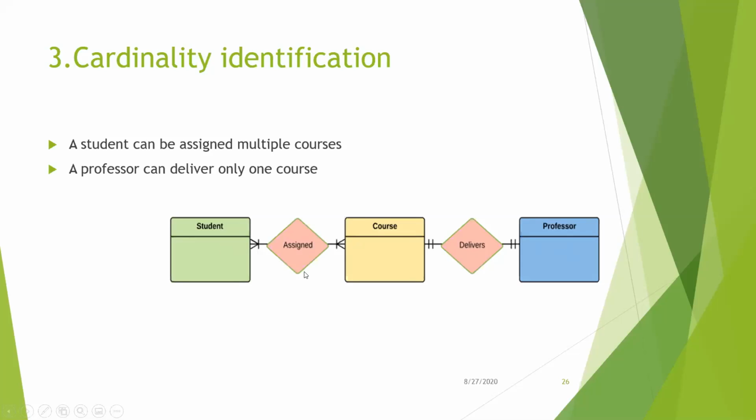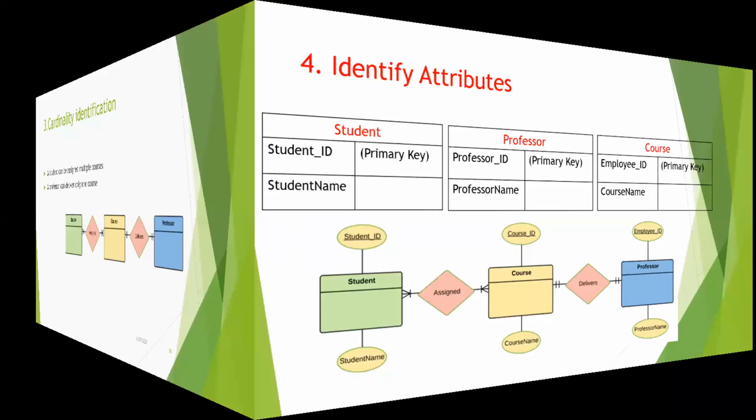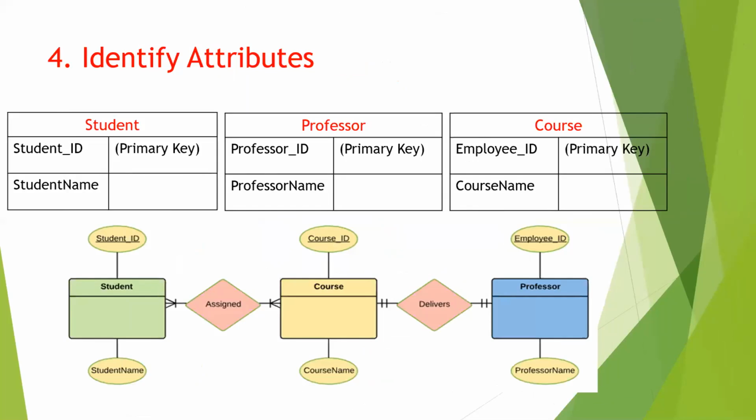This relationship we can call an n-ary relationship, or we can express it here as a binary relationship. So try to understand the cardinality identification, then try to identify the attributes. Simply, I took only two attributes for each and every entity. For student I took student ID and student name. For professor I took professor ID and professor name. For employee, or for course, I took employee ID and course name.